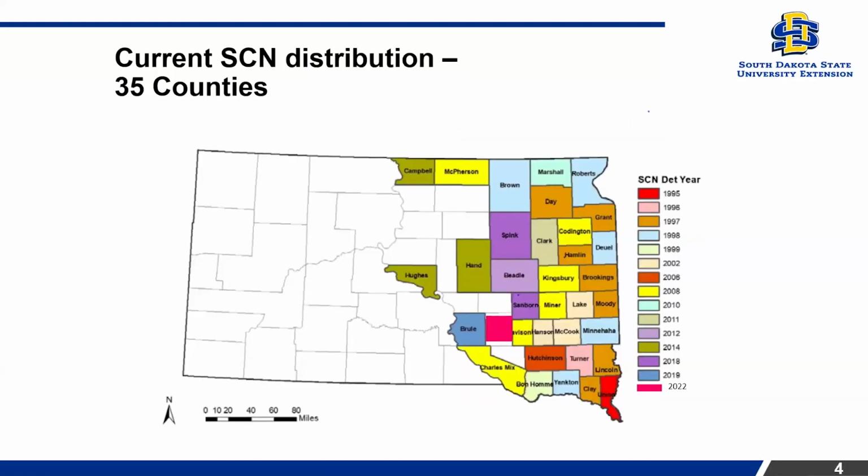This is the current SCN distribution. We have not tallied for 2023 yet to see if we've added any new counties. The most recent addition was Aurora County in 2022. This year, our SCN numbers have been extremely high. We went from an average of 7,000 or 8,000 in 2022 to an average of 30 or so thousand in 2023, due to a high number of samples that had extremely high egg counts.